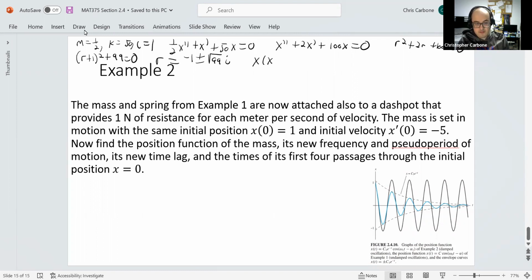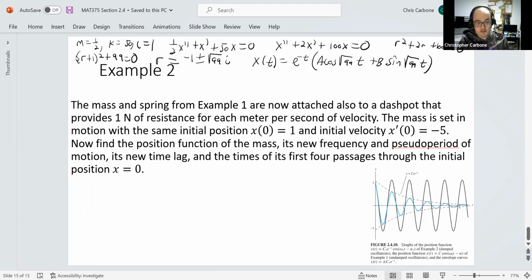So x of t would be equal to e to the -t times a times the cosine of the square root of 99 times t plus b times the sine of the square root of 99 times t.